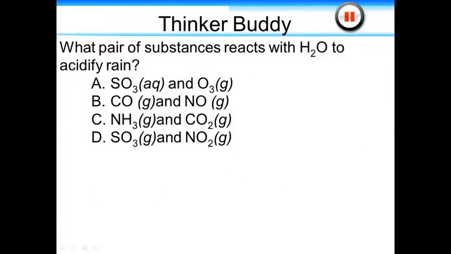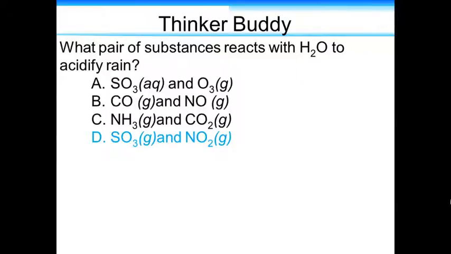Thinker Buddy question. What pair of substances reacts with water to acidify rain? A. Sulfur trioxide and ozone. B. Carbon monoxide and nitrogen monoxide. C. Ammonia and carbon dioxide. Or D. Sulfur trioxide and nitrogen dioxide.